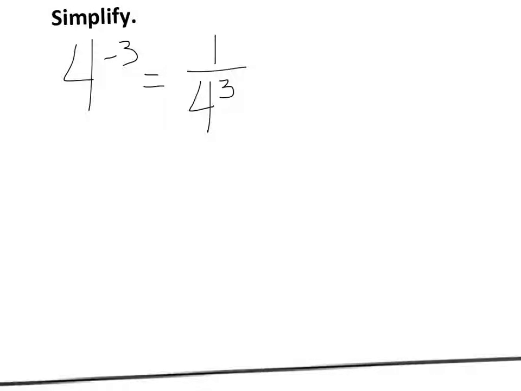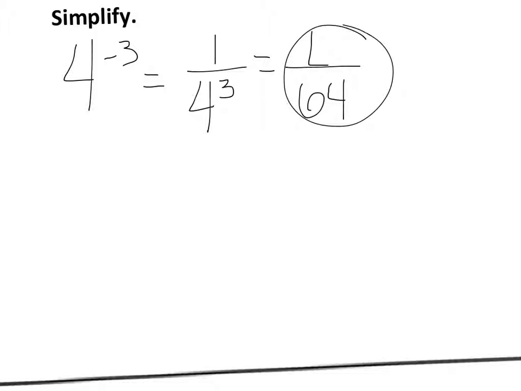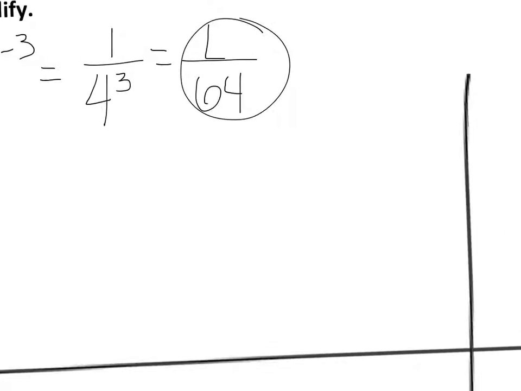So now I have 1 over 4 to the third, and if I evaluate 4 to the third, what is 4 times 4 times 4? 64. So 4 to the negative third power is the same thing as 1 over 64.